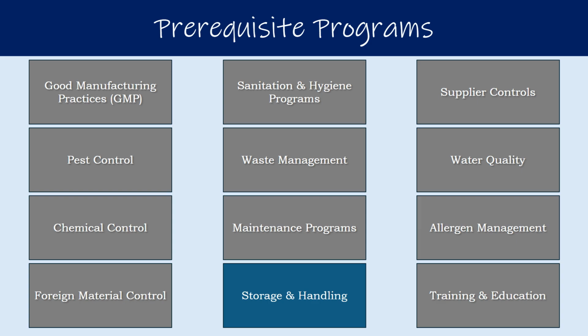Storage and handling govern the packaging and treatment of raw materials and finished products through procedures to ensure their safety and quality. And training, both initial and refresher, ensures employees have the necessary knowledge on food safety measures and controls so that the prerequisite procedures are effectively implemented and followed.